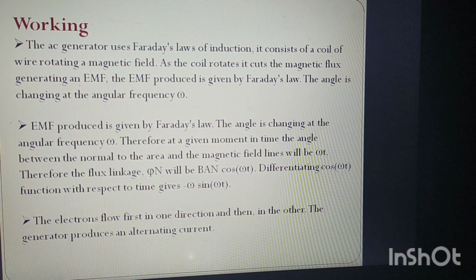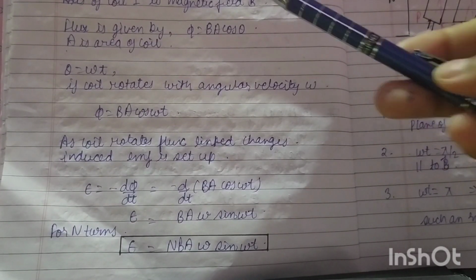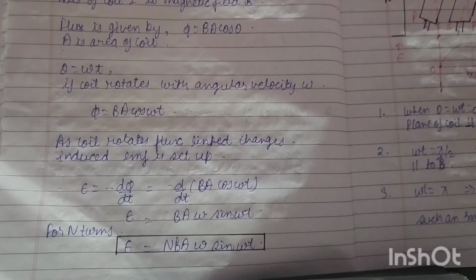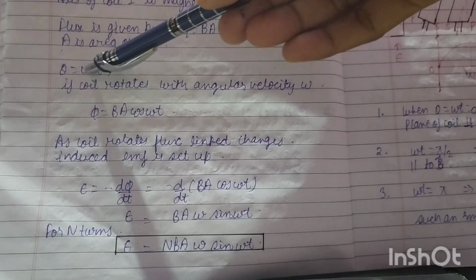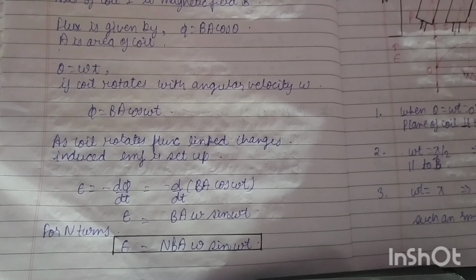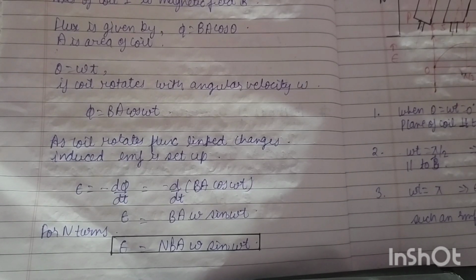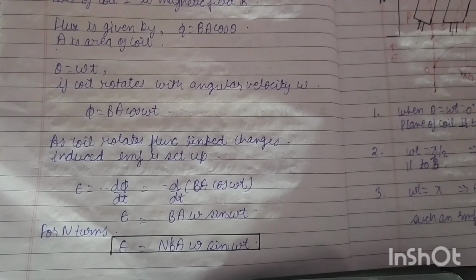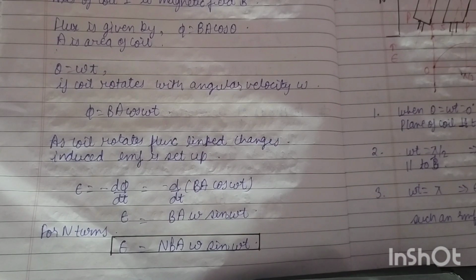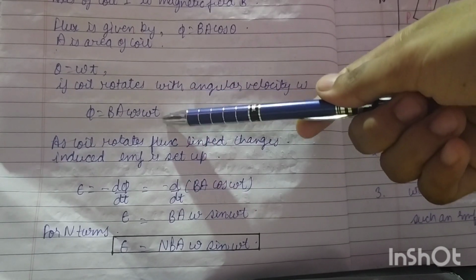As you can see, this coil is rotating with some angular frequency omega. So if this coil rotates with the angular frequency omega, we already know that there will be some change in magnetic flux, due to which EMF is generated. So this phi, the magnetic flux, is given by BA cos theta.